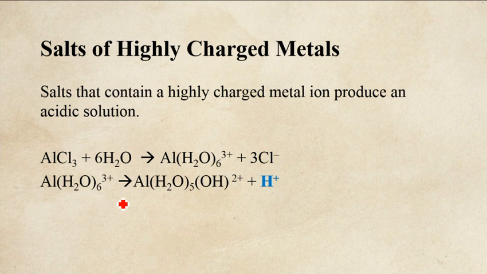Salts of highly charged metals. Highly charged metal means something like aluminum. It's got a +3, highly charged metal. These tend to produce an acidic solution because of their attractiveness to water. So in an aqueous solution of aluminum chloride, we see this phenomenon happen where our aluminum water forms a little bit of hydroxide, or binds a little bit of water and hydroxide, splits water molecules, and makes a little bit of free hydrogen. So salts of highly charged metals tend to produce an acidic solution because they liberate hydrogen ions.